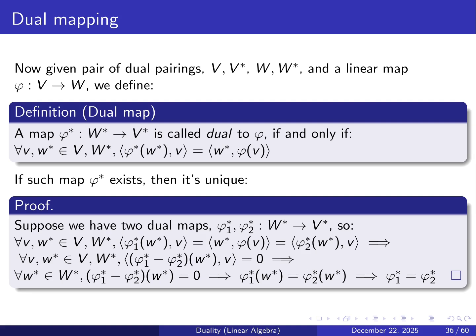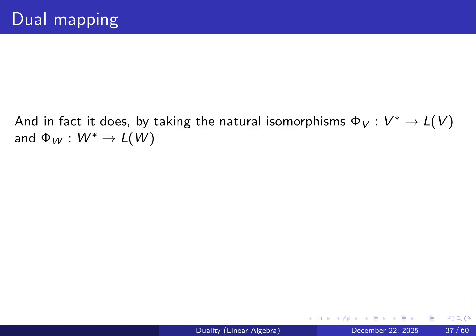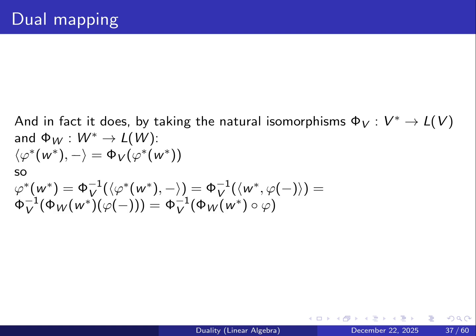That implies for all W star, we have phi1 star of W star equal to phi2 star of W star. That implies that these two maps are equal. And in fact, such a map does exist. By taking the natural isomorphism phi sub V from V star to the space of all linear forms in V and phi sub W from W star to the space of all linear forms in W, we have that phi star of W star is just phi sub V inverse of the form induced by phi star of W star, which is just phi sub V inverse of the form induced by W star composed with phi.